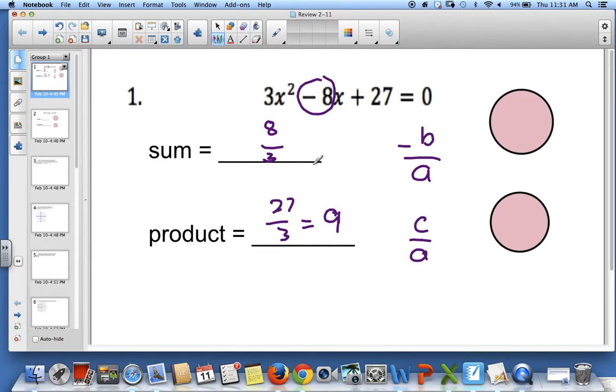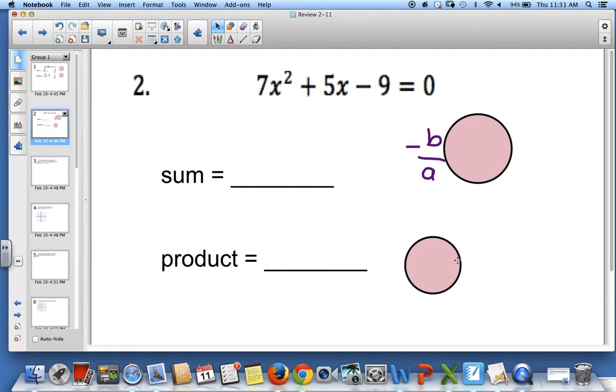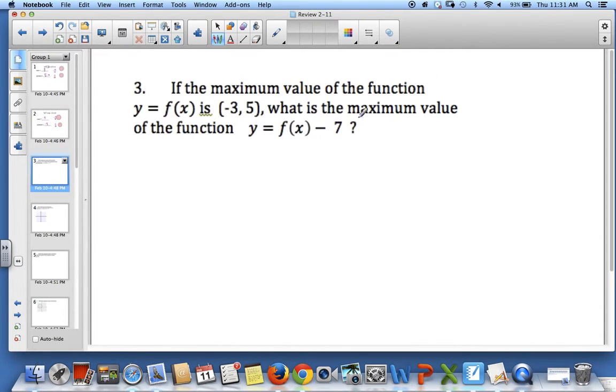Normally what happens, we reduce fractions if they become whole numbers. Otherwise, we leave them as improper fractions. That's it. We're done. Don't need to make it a decimal. Okay. Second one is the same principle. We have negative b over a and c over a. So we're going to say negative b, this is b, so negative 5 over 7. And c over a is negative 9 over 7. And just leave it like that. That's it. These problems here are a little tricky.